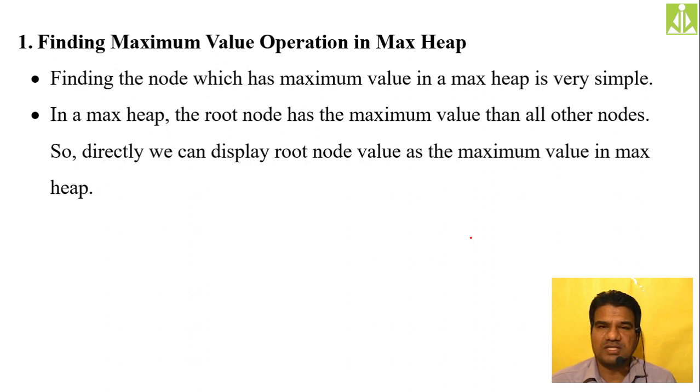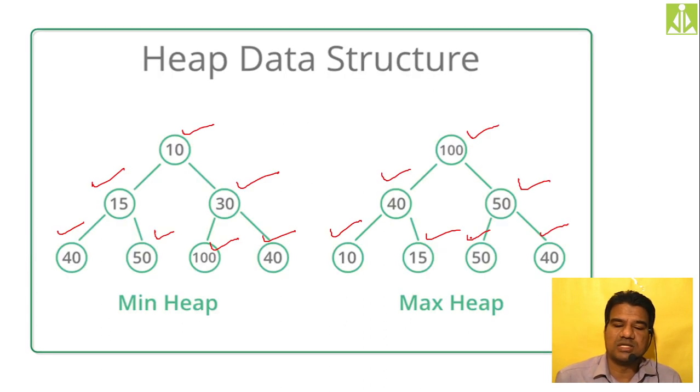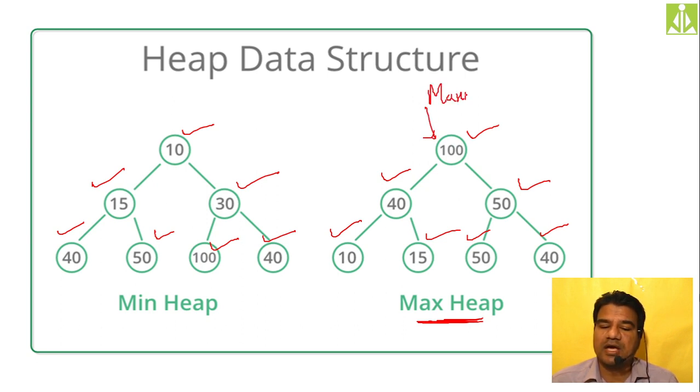So simply visit the root node, get the value, that's enough. See, if we go to this max heap data structure, performing the find-maximum operation, what we have to do? Because always the maximum value will be present at the root itself in case of a max heap. As you can see here, 100 is the maximum value amongst all the children, and that value you simply visit and retrieve, you will get the maximum value.